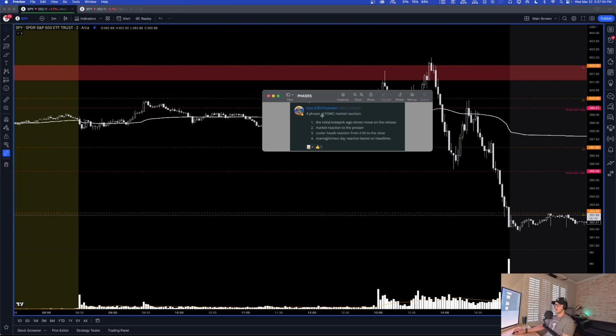This is the initial knee-jerk algo driven move on the release. And basically the reason it's algo driven is because what happens when you have FOMC and the rate announcement come out is you have a lot of downside hedges that are unwinding. Think about institutions and other big players in the market that have downside hedges. Once they have the news, they unwind those hedges. This creates a temporary pop in the index. And so this is something you always want to watch for.